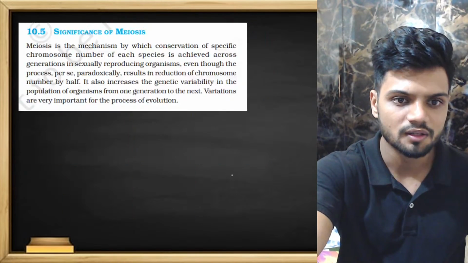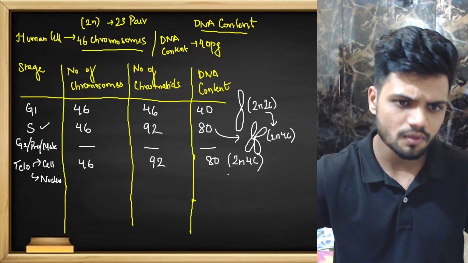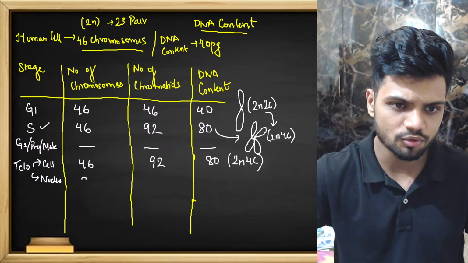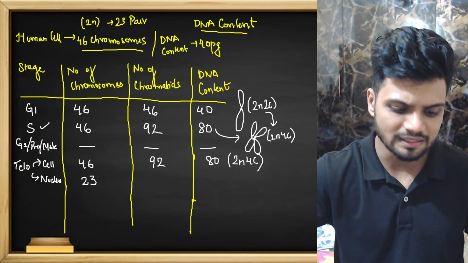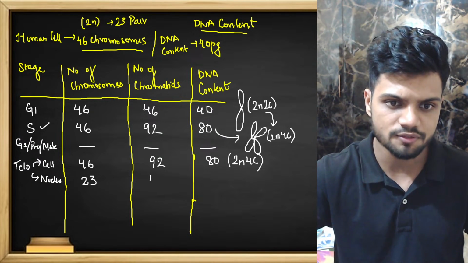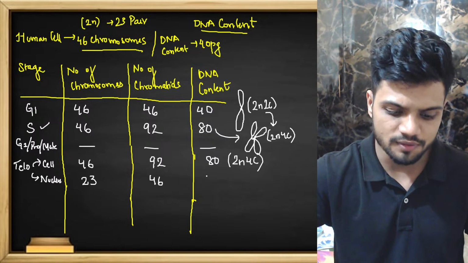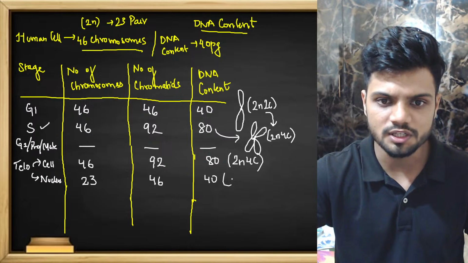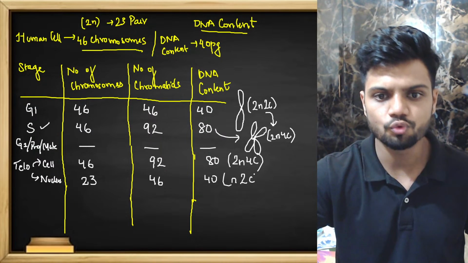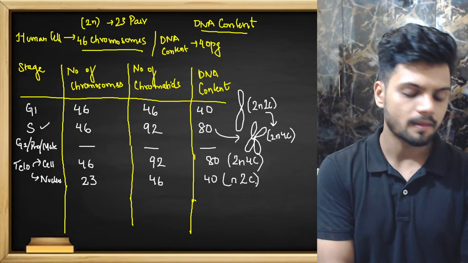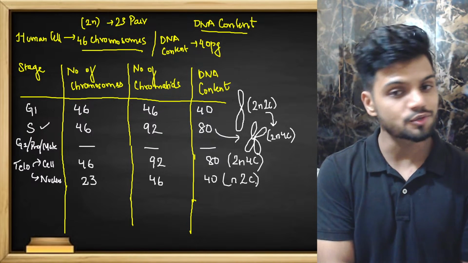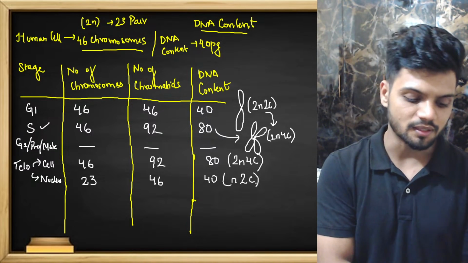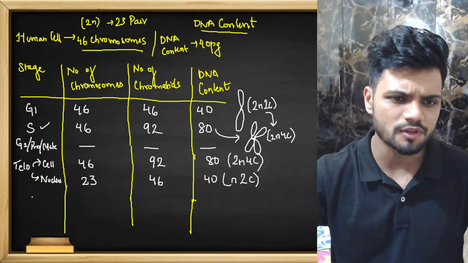So what is the DNA content now, students? Per nucleus it is going to be 23 chromosomes, half of 46, and half of 4c. From 2n and 4c it is becoming n and 2c. Understood, all of you? Tell me in the chat. Now we have Prophase II.